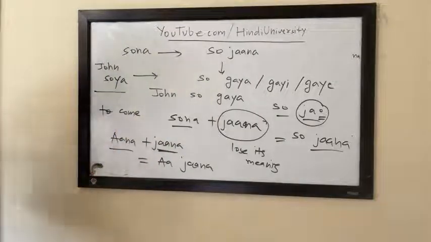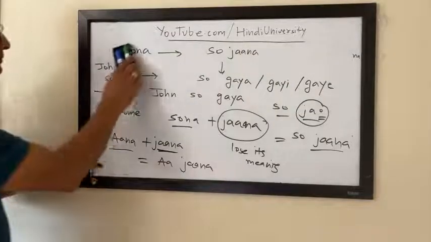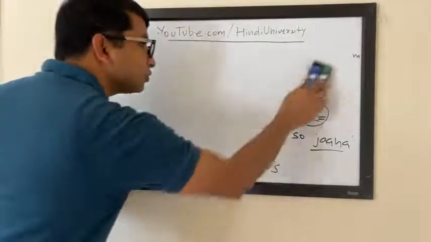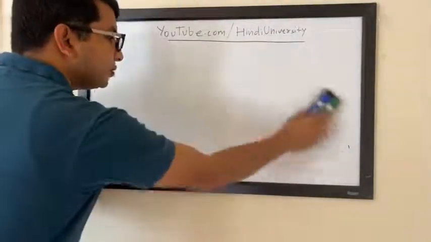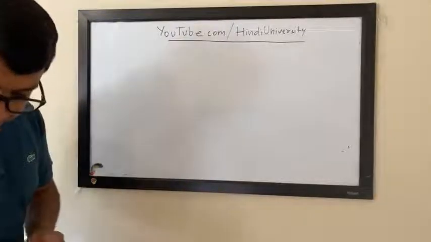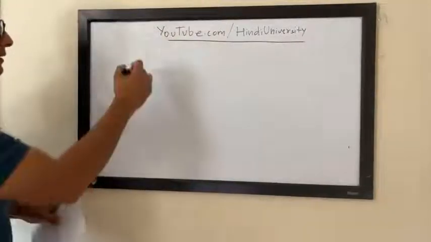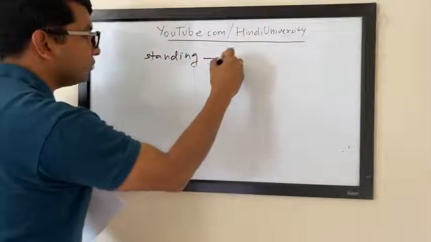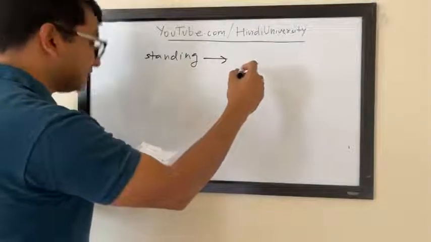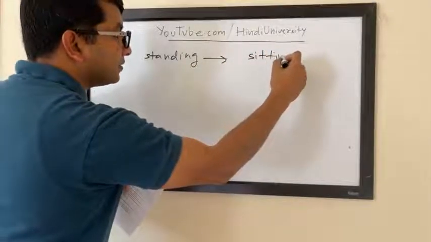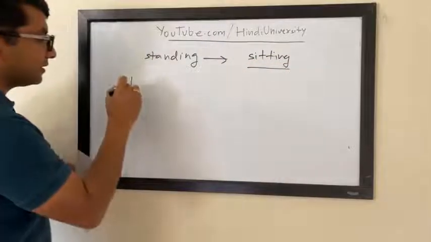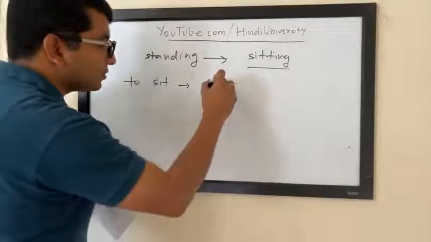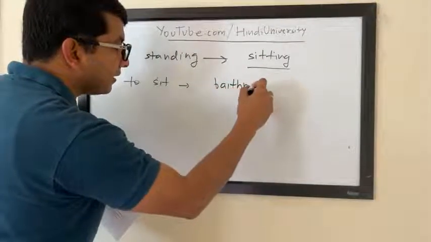Okay, let's try some more examples. Right now I'll just reverse engineer and go by straight transitioning. Let's say I am in a situation where I'm standing, and from standing I change my state to sitting. So what is the final verb here? To sit is, everyone can write it down. Yeah, very good. So the verb here is baithna, right?